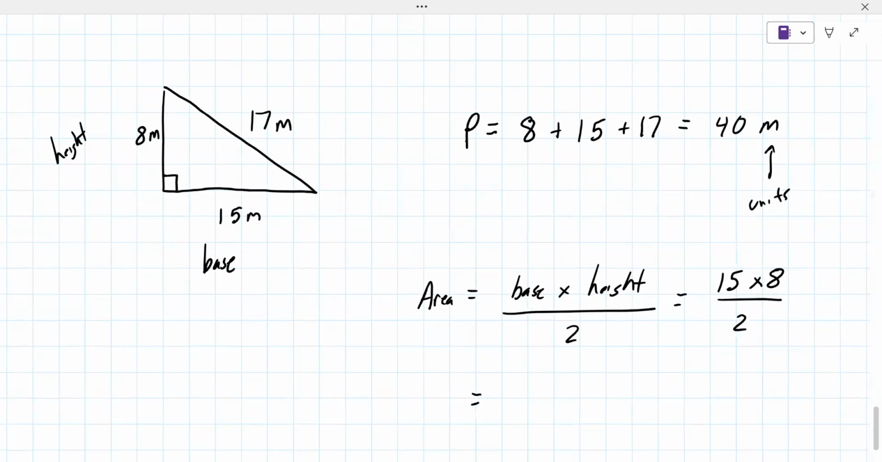Would you calculate that for us, please? 60. Okay, now this time, this is what's different. It's meters squared or square meters. Now, I don't think you're going to get any problems where you have to put units in, but you want to know the difference.